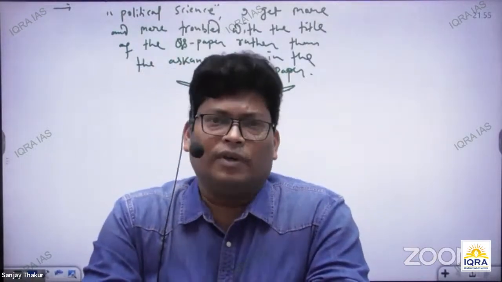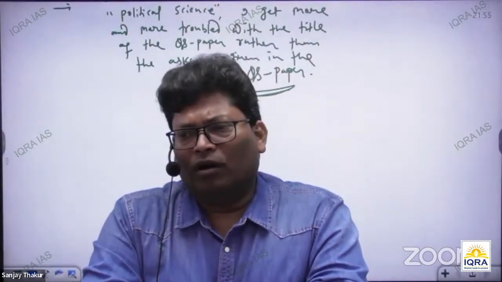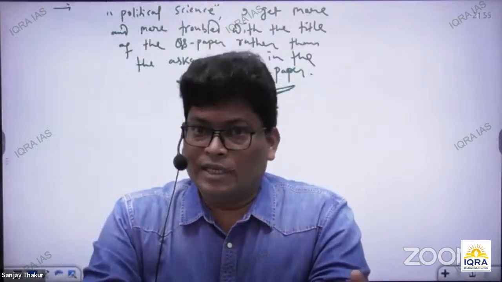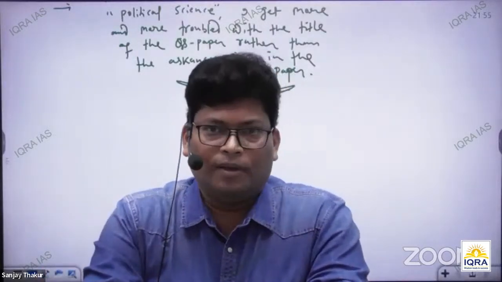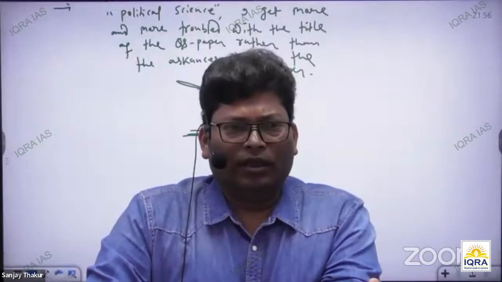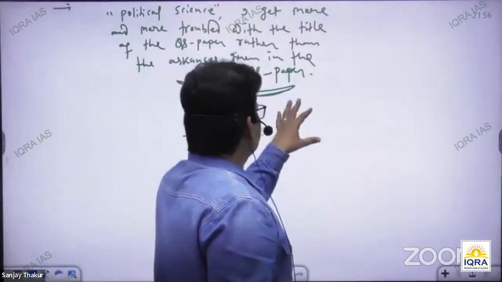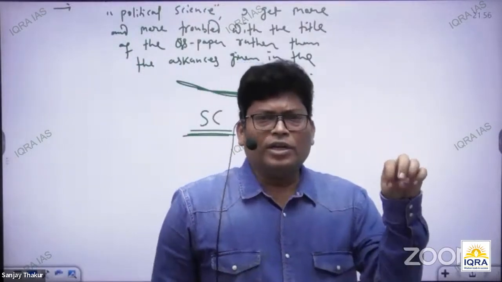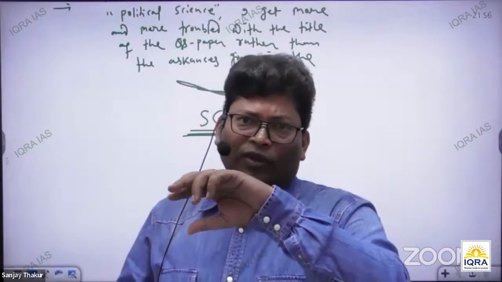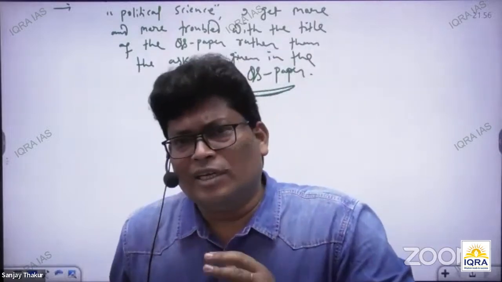So content-wise, political science may not be treated as natural science, but if you look into the pattern of studying political science, it may resemble the pattern of studying natural science. So in that context, it may be called science, but content-wise, it may not be called science. Science means natural science. So whenever we write political science, science does not refer to natural science. Rather, we are referring to humanities. But the way of studying this humanities subject is similar to that of subjects related to natural science.